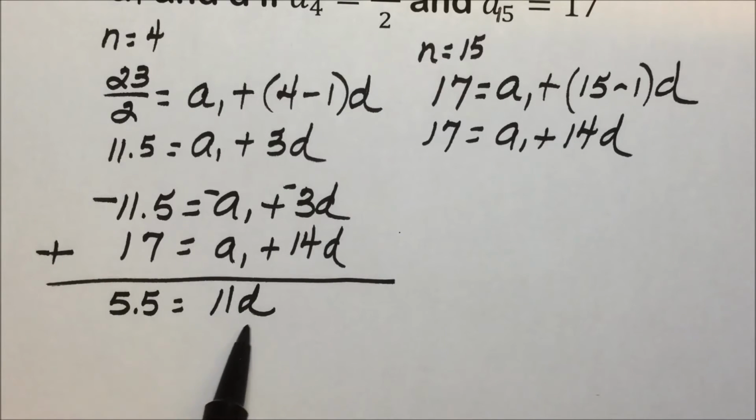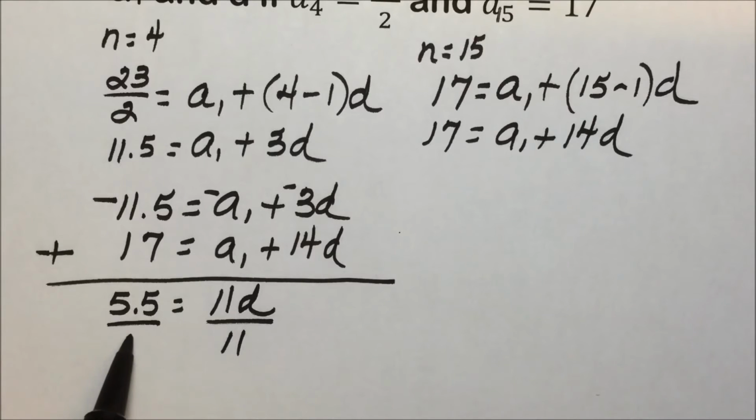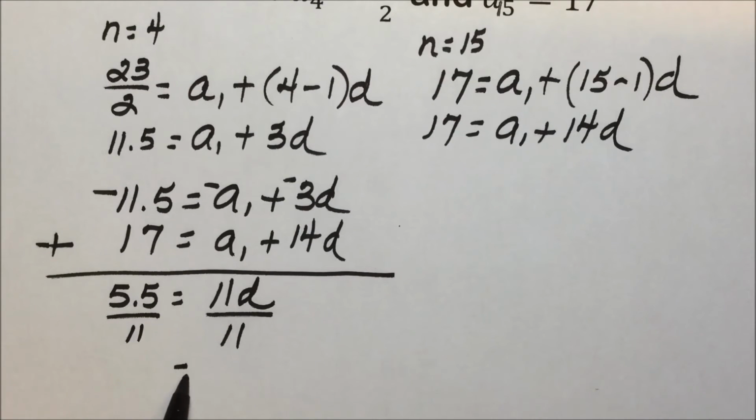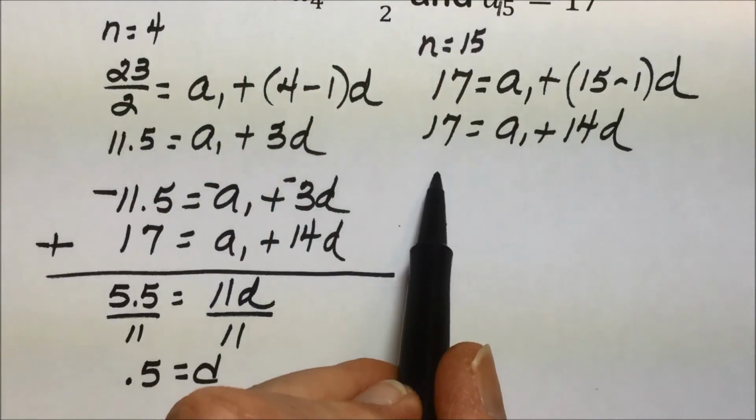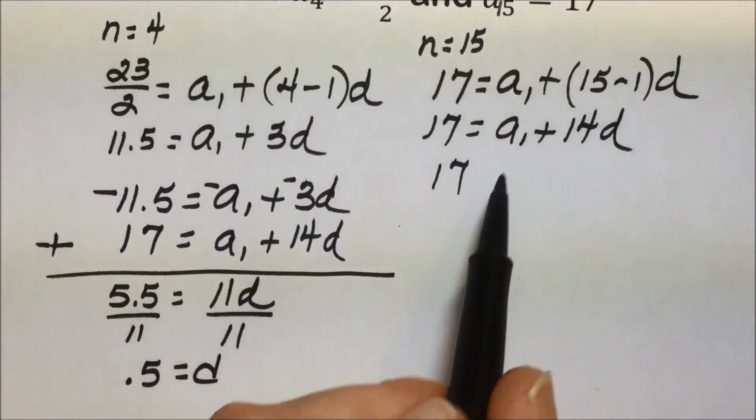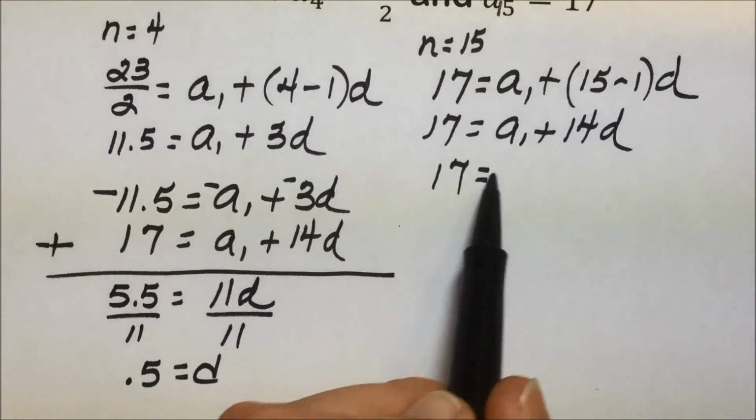We have one equation with one variable. Solving for the variable, dividing both sides by 11, leaves us with a common difference. 5.5 divided by 11 is 0.5. So we have our common difference. We now can plug that into either one of the equations. I'll do it right here to solve for our second variable we're looking for, the first term.